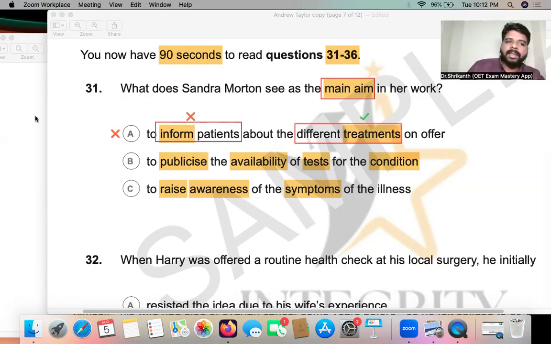Right. Now let's take a look at option B. What is the verb over here? To publicize. Publicize basically means to advertise, to market, to increase publicity about the availability of tests for the condition. We did not read anything about the different tests that are available, right? So this is not at all mentioned. Publicity is not mentioned, and different tests available for this condition are also not mentioned. So B is also eliminated.